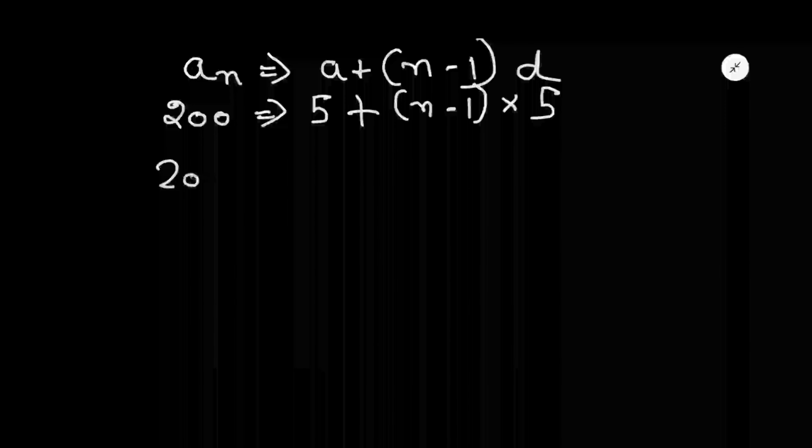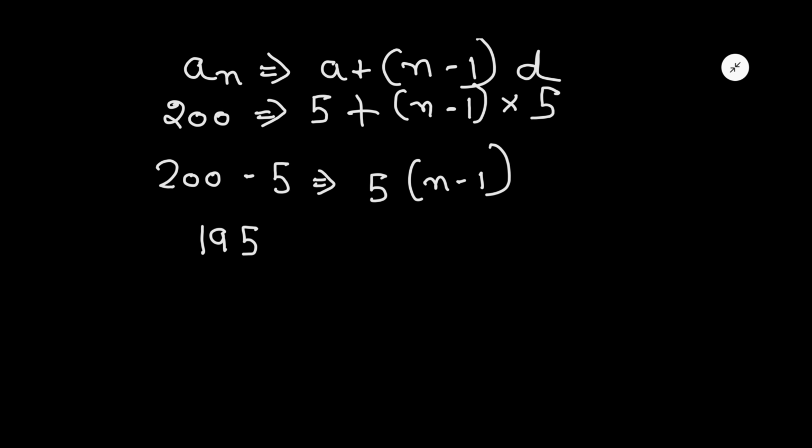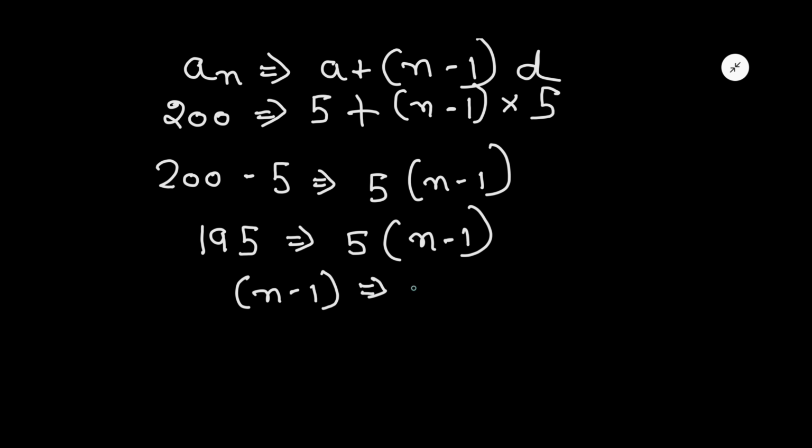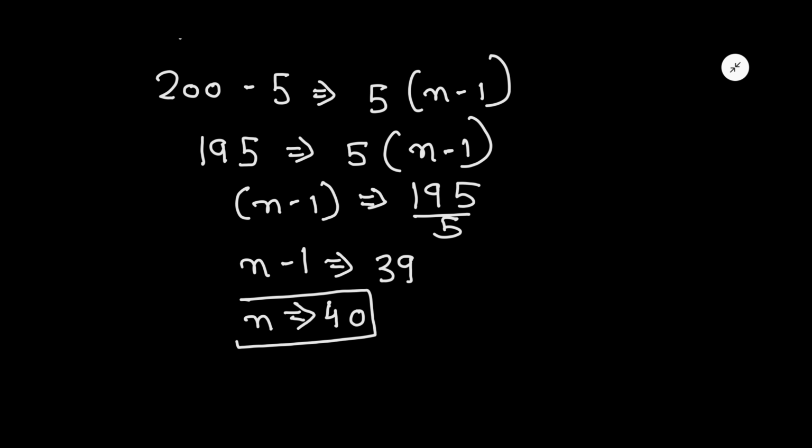So here 200 minus 5 is equal to 5 into (n minus 1). 200 minus 5 is equal to 195, equal to 5 into (n minus 1). n minus 1 is equal to 195 divided by 5. So here n minus 1 is equal to 39, because 5 into 39 is 195. So the value of n is 39 plus 1, which is 40.